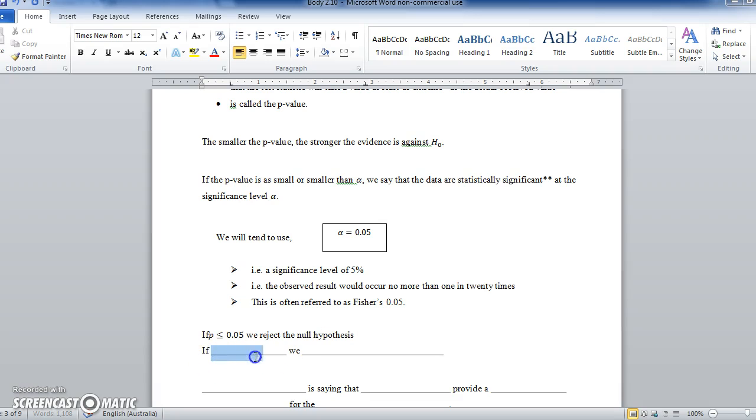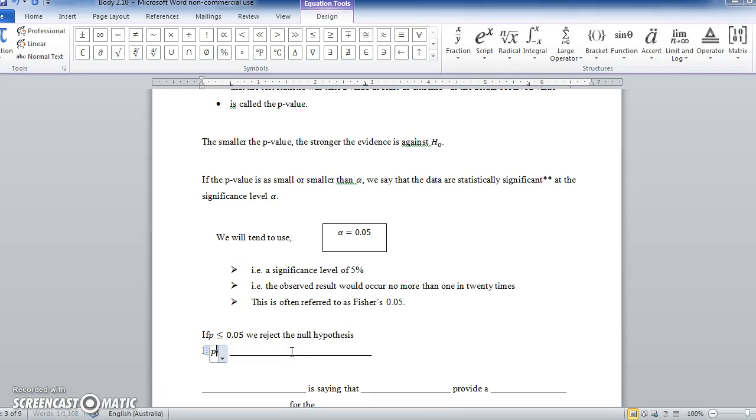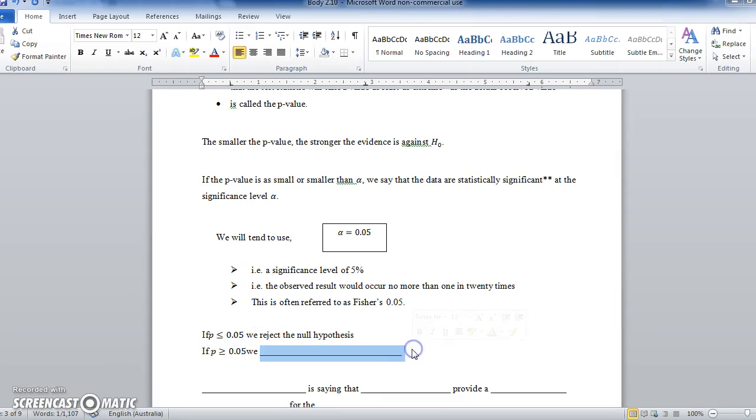and if p is greater than or equal to 0.05, then what we say is we don't actually accept the null hypothesis because we're not really testing. Our test doesn't tell us whether it's true or not, but we say there is not enough evidence to reject the null hypothesis.